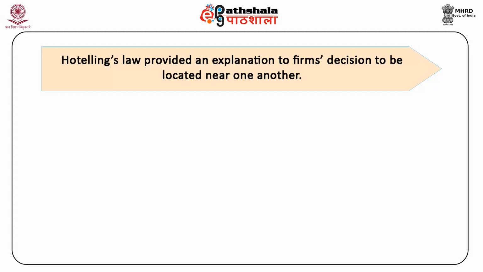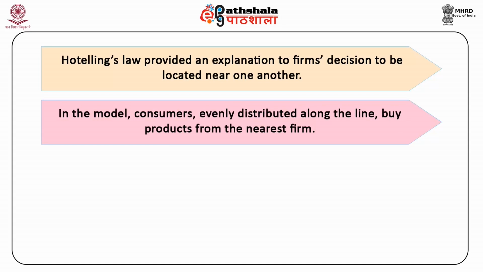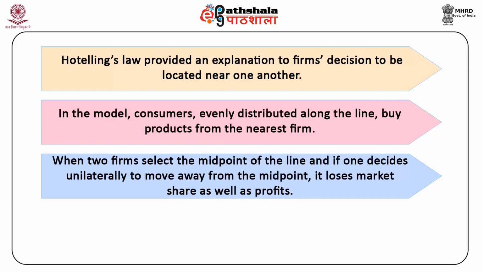The model given by Hotelling modeled the way in which firms share the market. In his model, consumers evenly distributed along the line buy products from the nearest firm. When two firms select the midpoint of the line, and if one decides unilaterally to move away from the midpoint, it loses market share as well as profits. The basic Hotelling model did not capture the price competition. However, later on, the model has been enhanced by incorporating price competition.